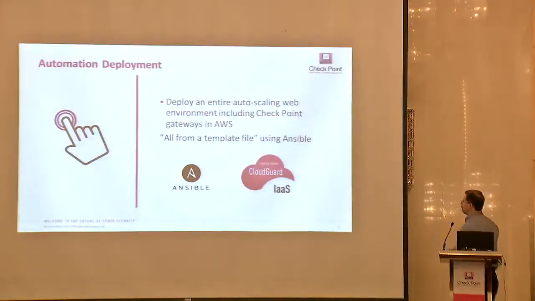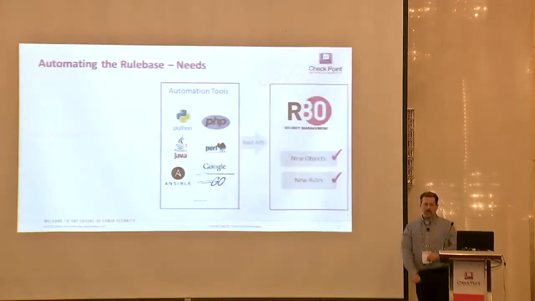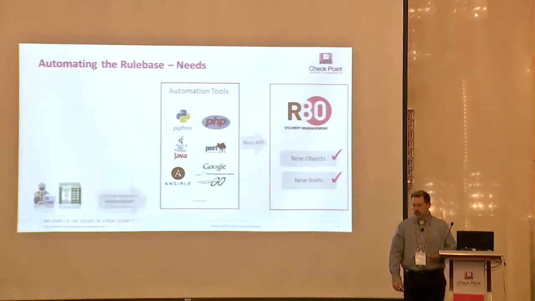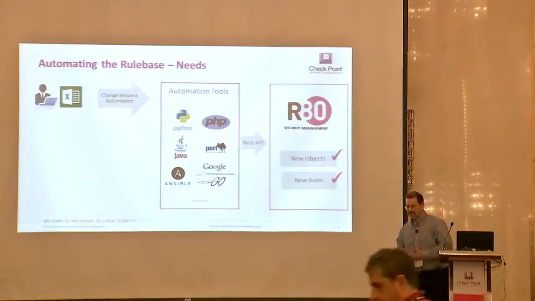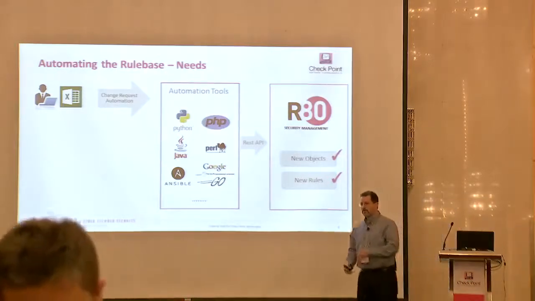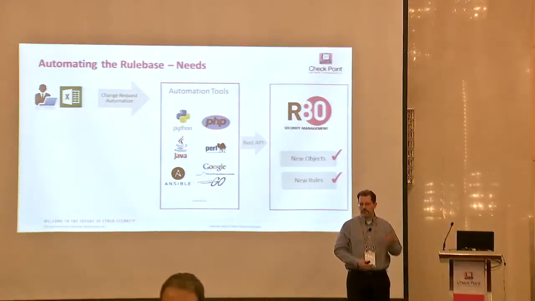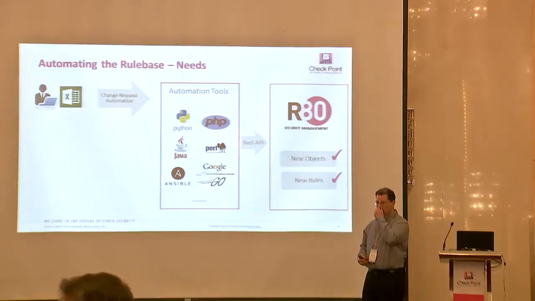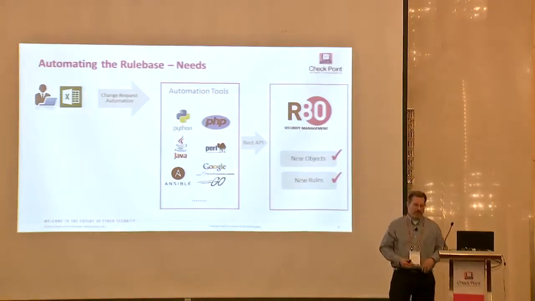All right. So let's talk about the R80 APIs. There's multiple ways we can do things. What we see a lot of people doing is change request automations, being able to take CSV files of hosts and different things, and import them into the R80 manager.